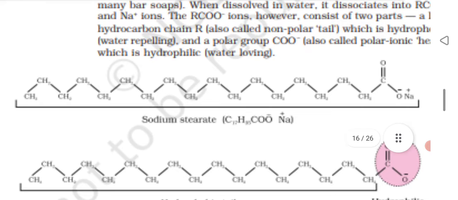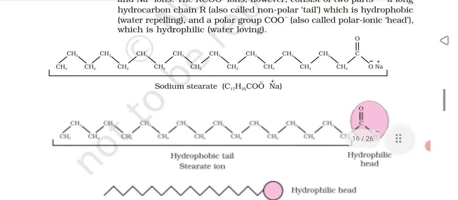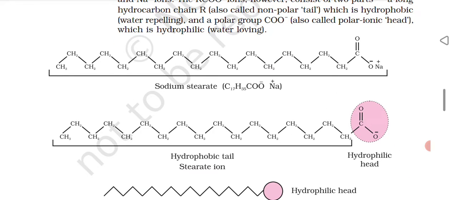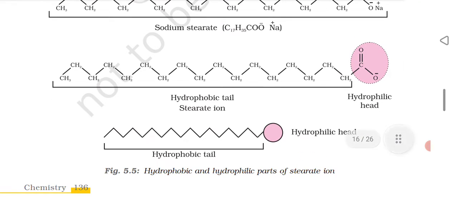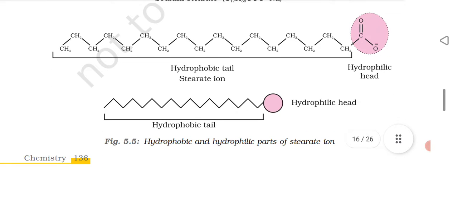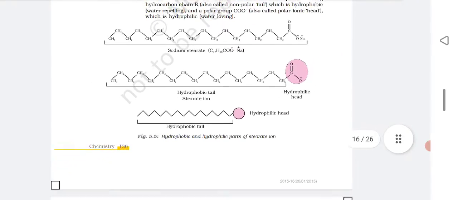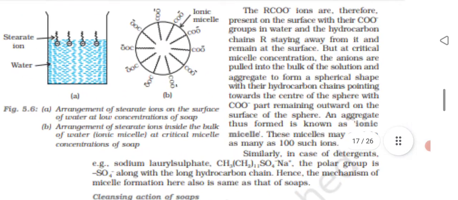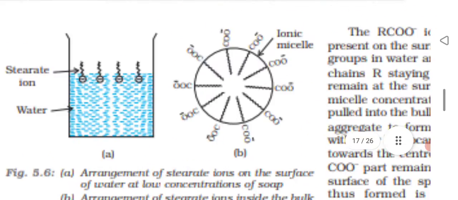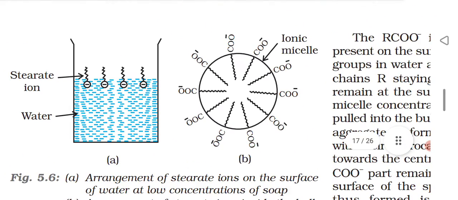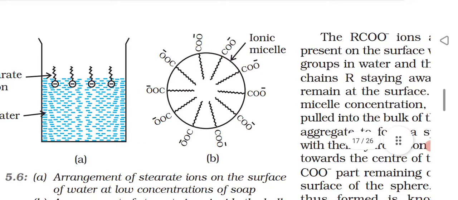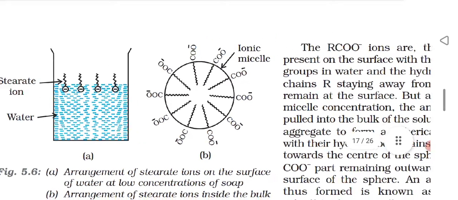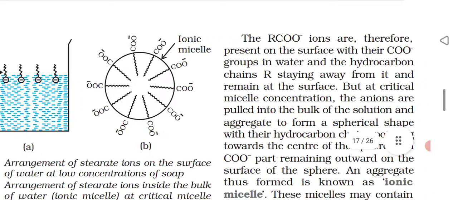You can see here a big compound is given, C17H35COONa. The alkyl group is hydrophobic, and the COO minus group is hydrophilic, clearly mentioned here. Tail and head. You can see the stearate ions in water. When you are dropping them, all the stearate ions arrange with the COO minus groups toward the water, and all the tail parts are coming close. That spring-like looking part is the tail.